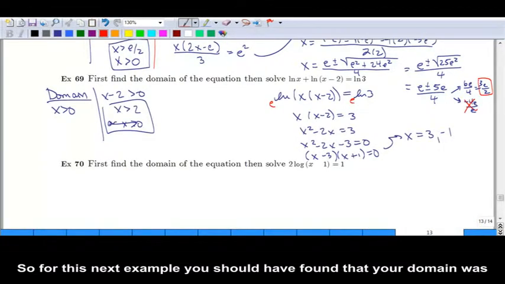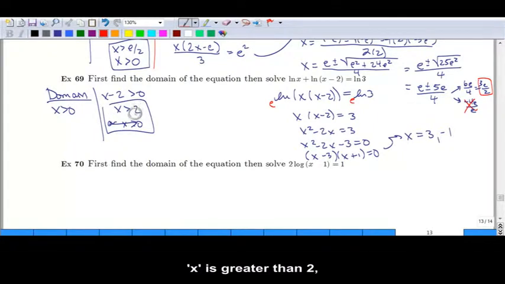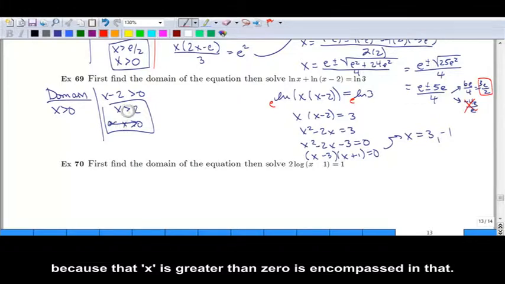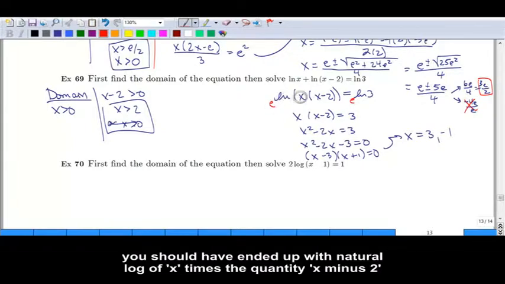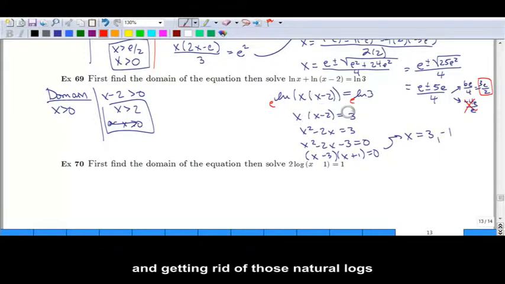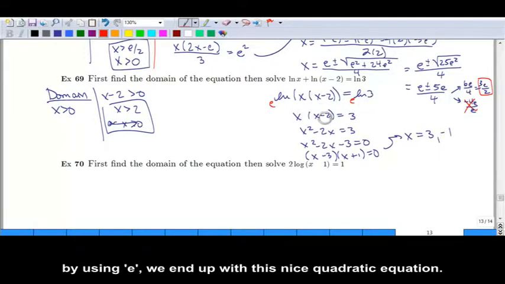So for this next example, you should have found that your domain was x is greater than 2, because that x is greater than 0 is encompassed in that. Grouping the terms on the left side with the laws of logarithms, you should have ended up with the natural log of x times the quantity x minus 2, and getting rid of those natural logs by using e, we end up with this nice quadratic equation.